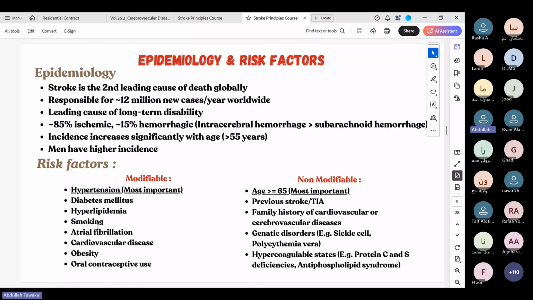Then cardioembolic causes, whether it's atrial fibrillation. Of course, atrial fibrillation is the most common cause of cardioembolic strokes. Cardiomyopathy or heart failure is one of the modifiable risk factors. Obesity, drugs such as hormonal therapy, they're all considered modifiable risk factors.